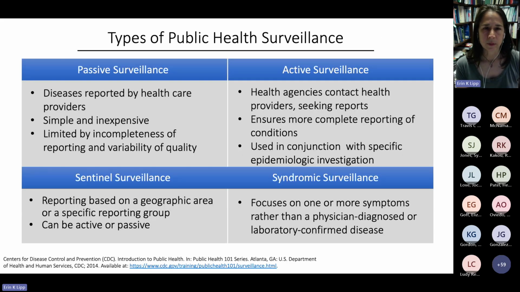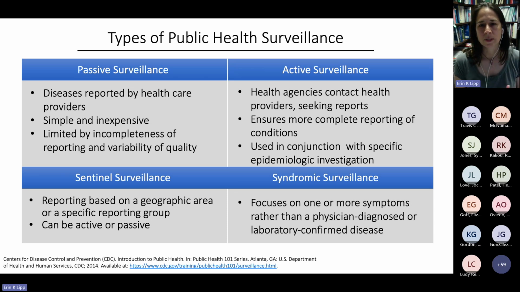If you look at the typical types of public health surveillance, we've got our passive surveillance. This is where diseases are reported by healthcare providers. The idea is it's relatively simple and inexpensive. You might have some incompleteness of data and variability of quality, because this is just being passively moved up the chain in terms of our public health agencies.